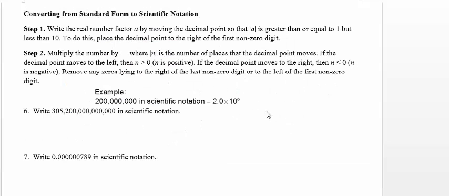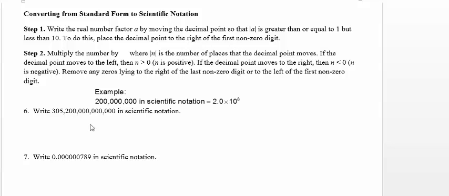So let's look at scientific notation. We want to convert from standard form to scientific notation. Write the real number factor A by moving the decimal point so that the absolute value of A is greater than or equal to 1, but less than 10. To do this, place the decimal point to the right of the first non-zero digit.